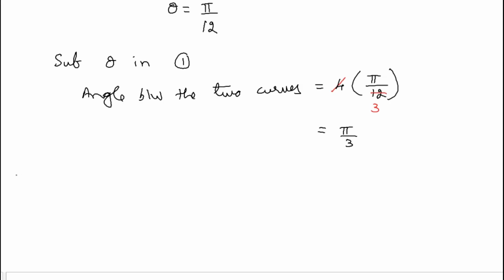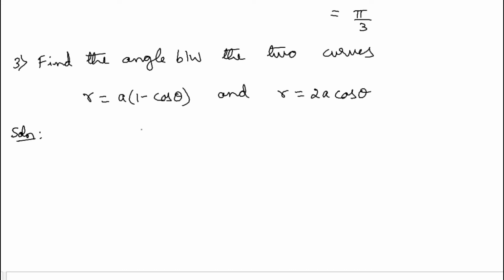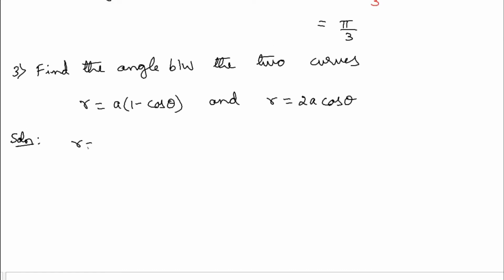Let us move on to the next question. The next question is: find the angle between the two curves r equals a into 1 minus cos theta and r equals 2a cos theta. Once again, consider the first curve, r equals a into 1 minus cos of theta.